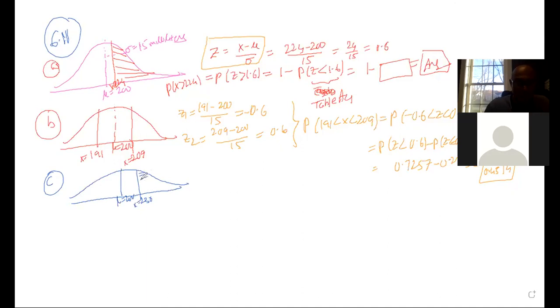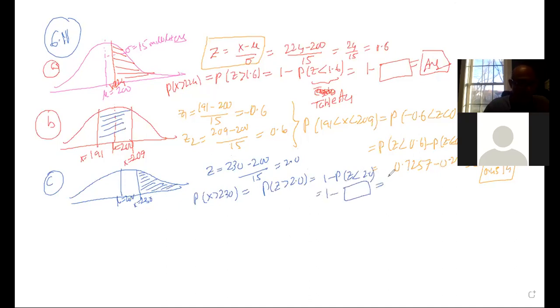So overflow means greater than. So 230 milliliters cups are used. Anyway, my z is equal to 230 minus 200 divided by 15. That is equal to 2.0. And my probability of x is greater than 230 is equal to probability of z is greater than 2.0. And that is equal to 1 minus probability of z less than 2.0. And that is equal to 1 minus, just get this value.